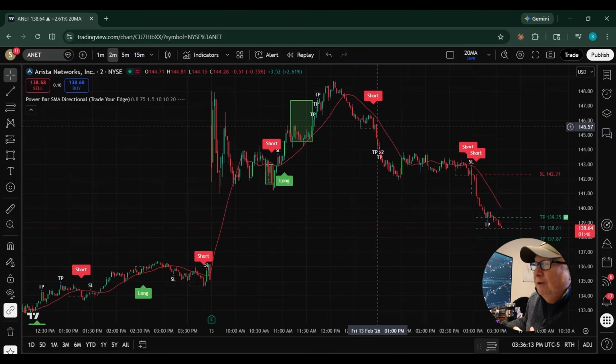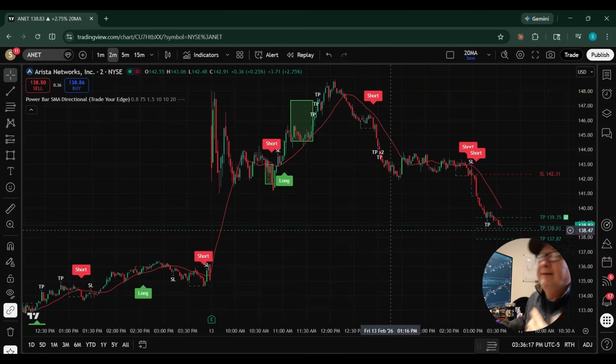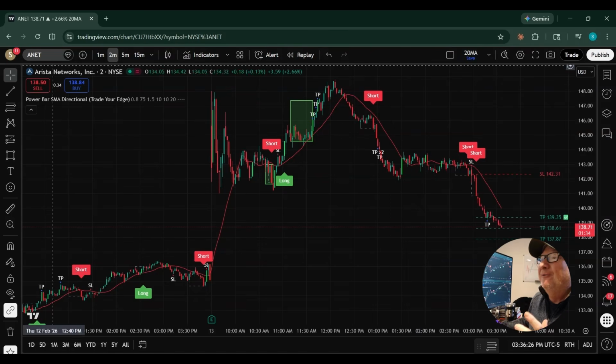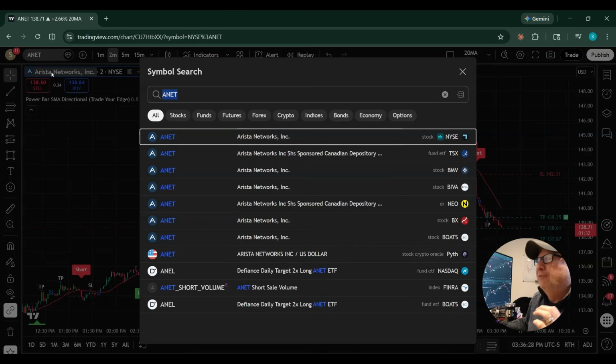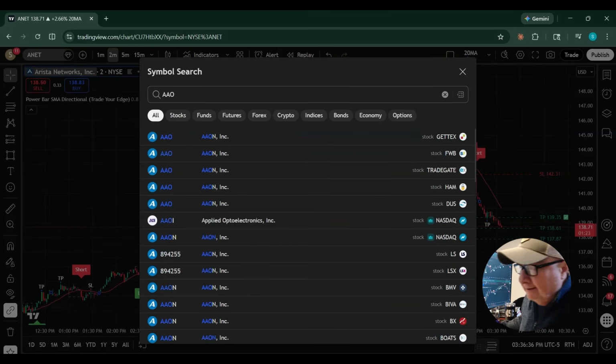Another really nice short over here. Again, when people ask me, what do you trade with the power bar? Stuff that's moving. If it's moving, you're going to get really nice, profitable trades with relatively small stop outs compared to the size of the winning trades.